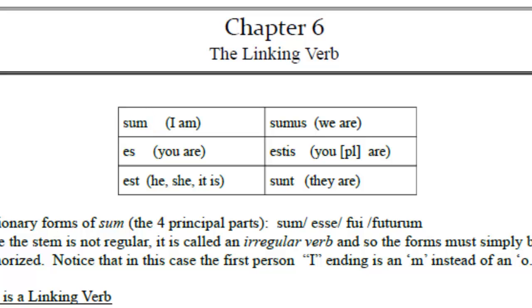So the word that means I am is sum, S-U-M, sum. Es means you are, est, he, she, or it is, sumus, we are, estis, you plural are, and sunt, they are. The 4 principal parts that you need to memorize are sum, esse, fui, futurum. Since the stem is not regular, it's called an irregular verb, and so these forms just need to be memorized.